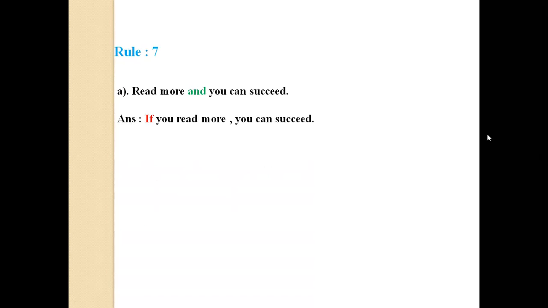I think I have cleared the matter to you. If you don't understand, please watch the video from time to time or again and again. I think you will be able to understand and change complex into simple and compound to complex very easily. Now, individual work.